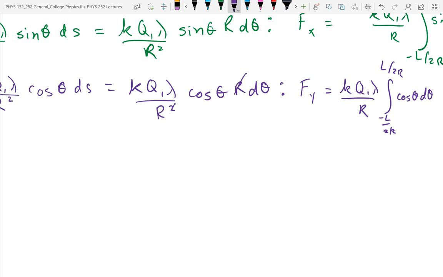So now I have to integrate cosine theta d theta over those limits. And so what's the integral of cosine theta d theta? Okay, it's going to be sine theta. And so this is equal to kq1 lambda over r times sine of L over 2r.